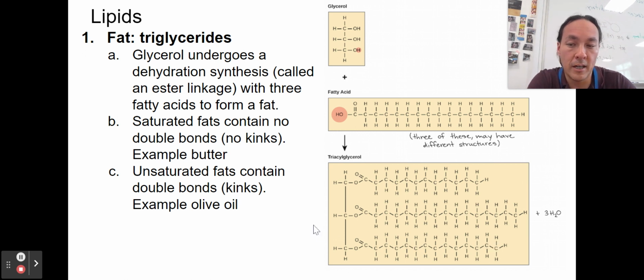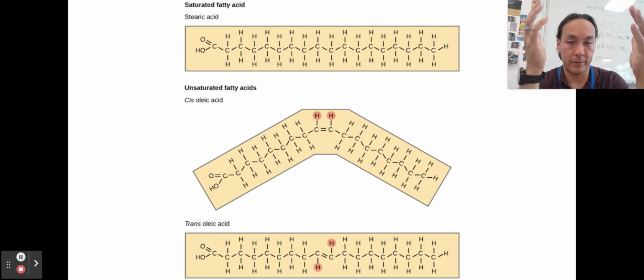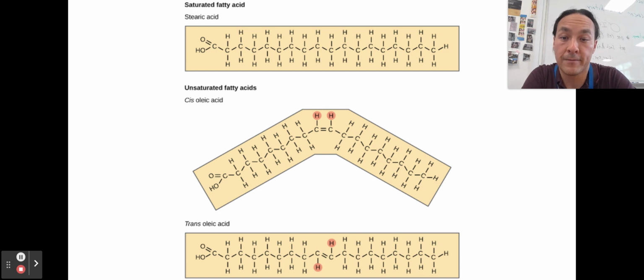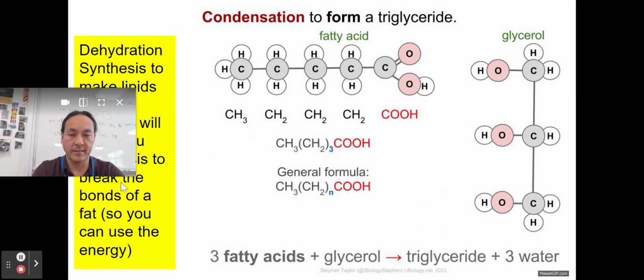If there's a double bond, then there will be a kink like this, and that's called an unsaturated fatty acid. If there's no double bonds, they're like this. You might say, why is that important, Mr. Gibney? Once again, it helps to show the theme of structure leading to function. These unsaturated fatty acids will be liquid at room temperature, whereas saturated fatty acids will be solids at room temperature. This would be like butter, and this would be like olive oil. Our cellular membranes are a combination of saturated fatty acids and unsaturated fatty acids to provide for the right fluidity in the cell membrane. Let's see dehydration synthesis for lipids in action.